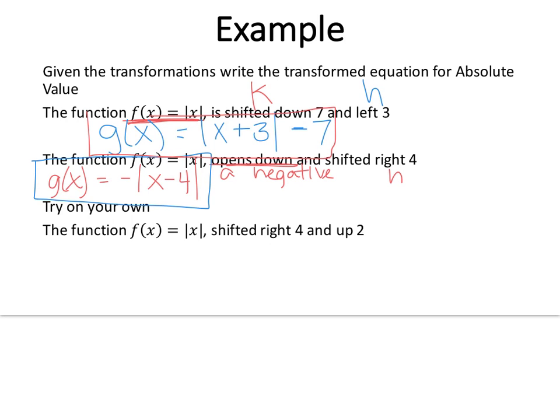So after seeing those 2 examples, can you come up with the equation for a graph that is shifted right 4 and up 2?